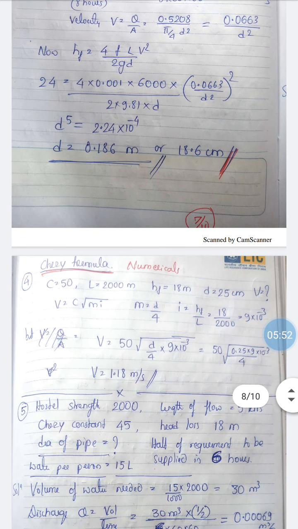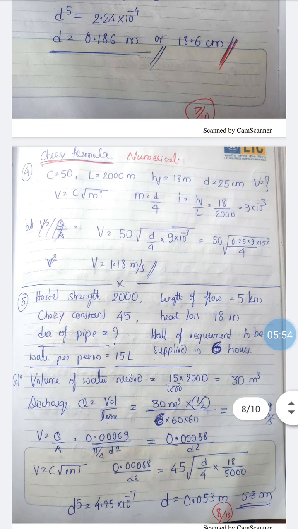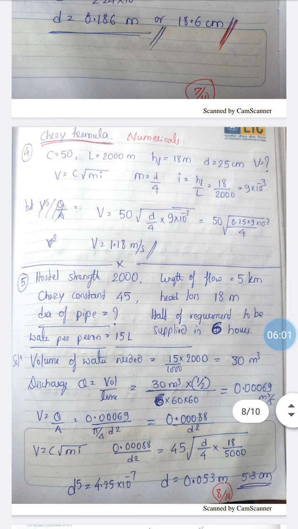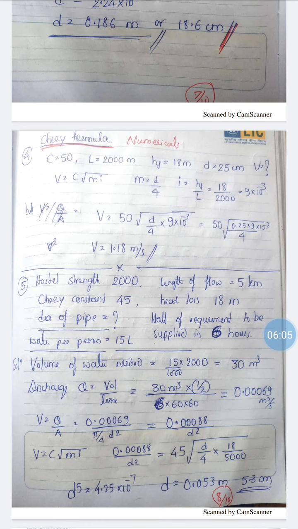In the next problem, the same problem is solved by using Chezy's formula. Before that, one more example is given where Chezy's constant is given. Length of pipe is around 2 kilometers. Loss of head is already known as 18 meters. Diameter of pipe is given. You have to find velocity.